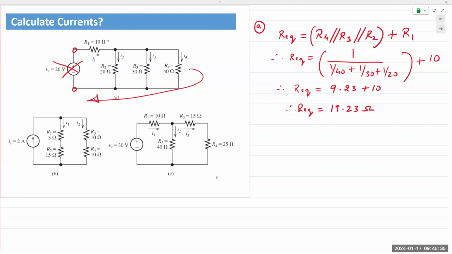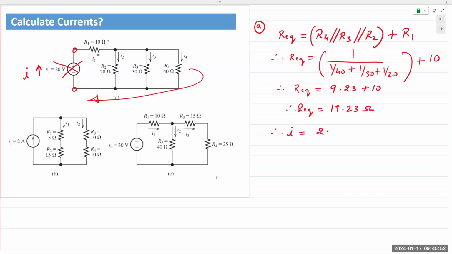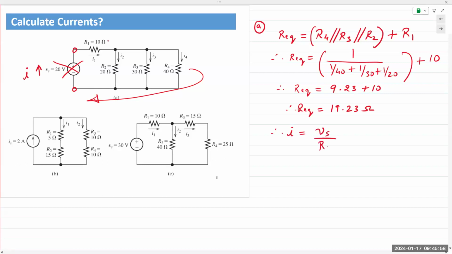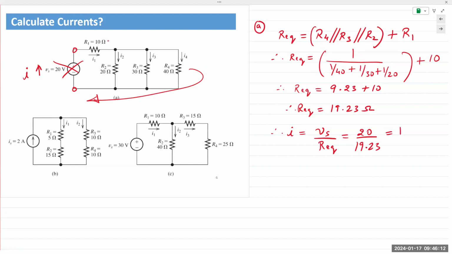Same, thank you. So now I can find the total current I. The current direction is already given to us, so we don't need to worry about it. Total current I is simply Vs divided by Req, 20 divided by 19.23, 1.05, 1.05 amps.